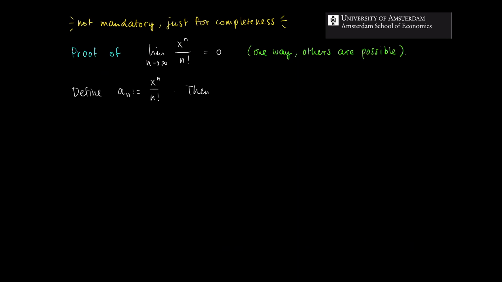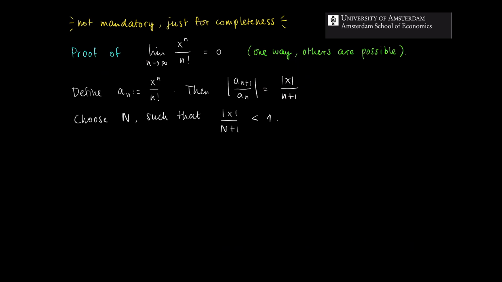So x is fixed. What we see then is that if we take the absolute value of a_(n+1) divided by a_n, this equals the absolute value of x divided by n plus 1, right? But x is a fixed number, so we can choose n so large that the fraction we have here is smaller than 1, right? So we now choose a capital N such that the absolute value of x divided by capital N plus 1 is smaller than 1. Okay, that's the first step.